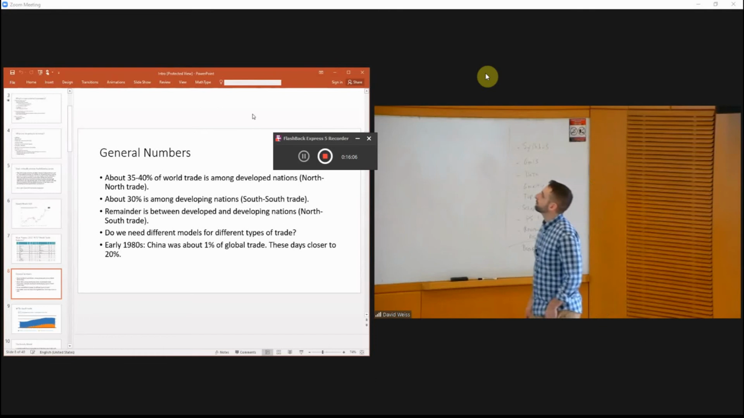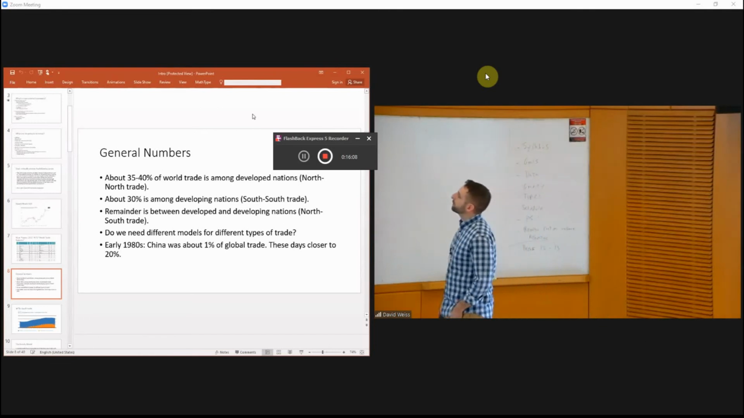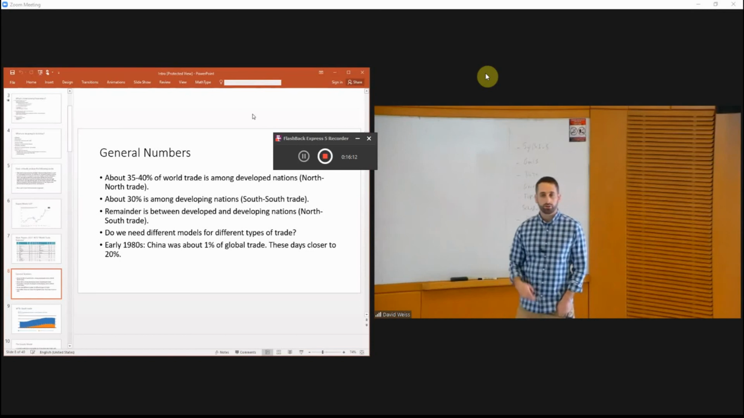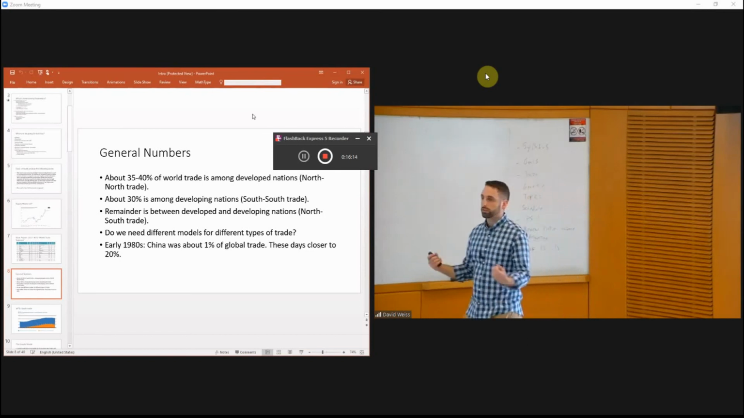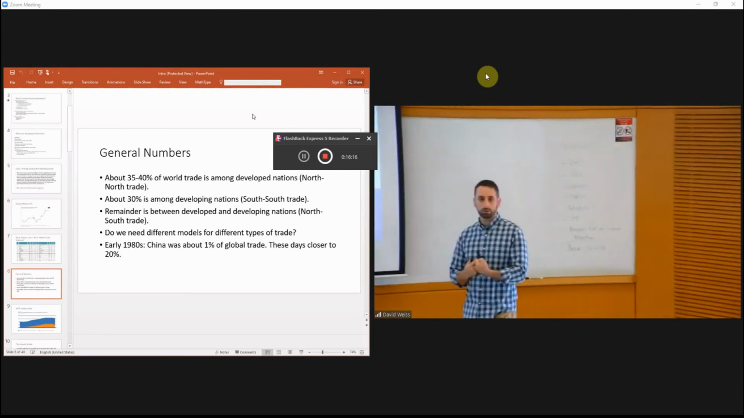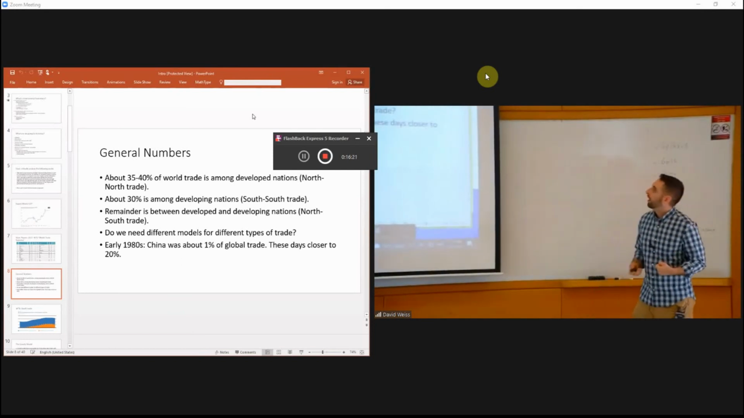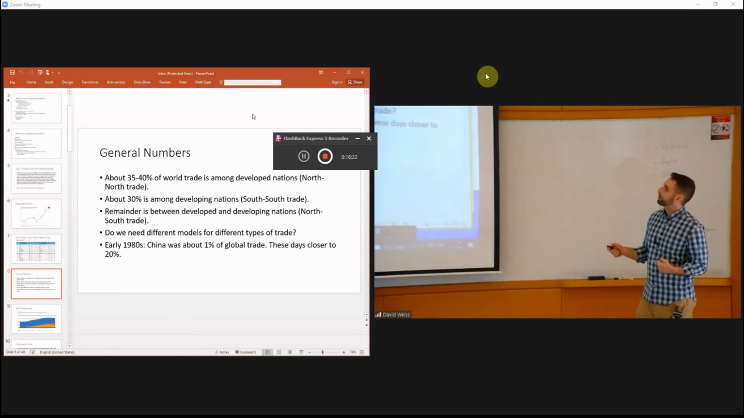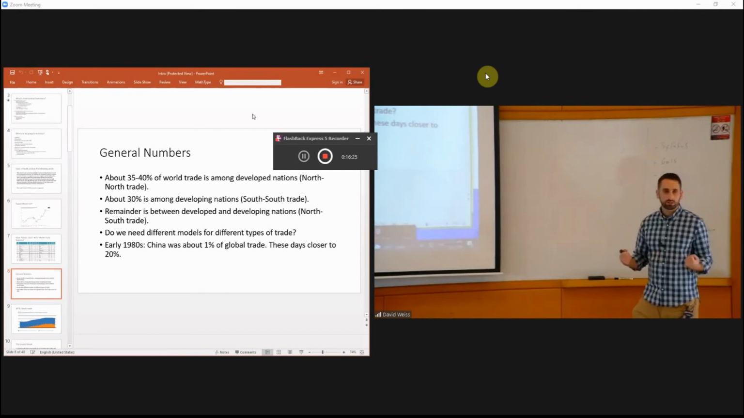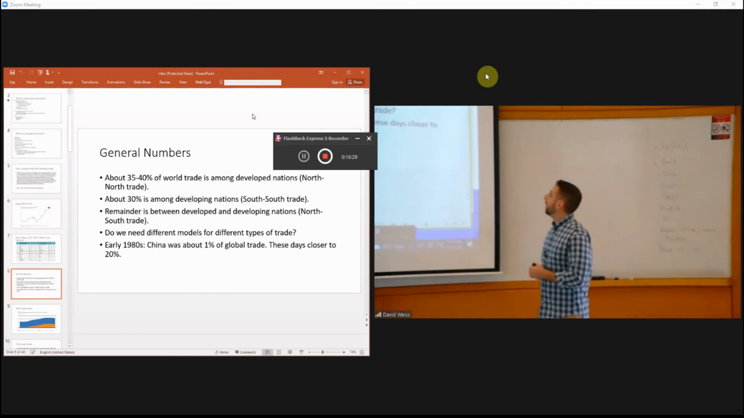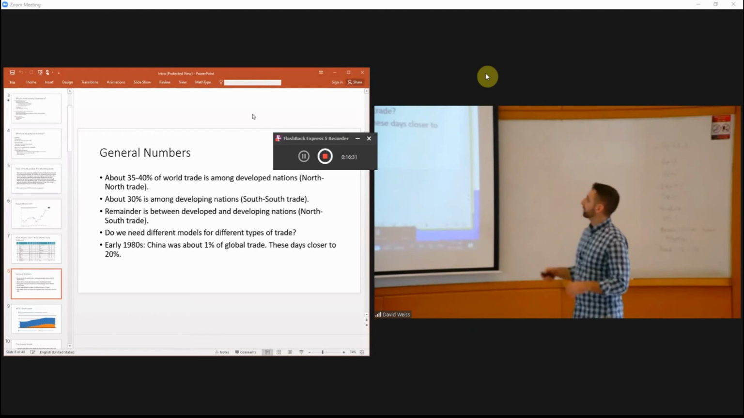Okay, so some general numbers. About 35 to 40% of world trade is among developed nations. In the jargon of trade theorists, this is called North-North trade, because historically, richer countries have been in the North, so Europe, America. 30% is among developing nations, so that's South-South trade. Historically, poorer countries have been in the South. And the remainder is North-South trade.